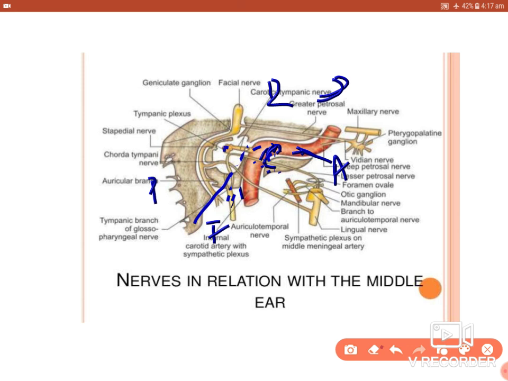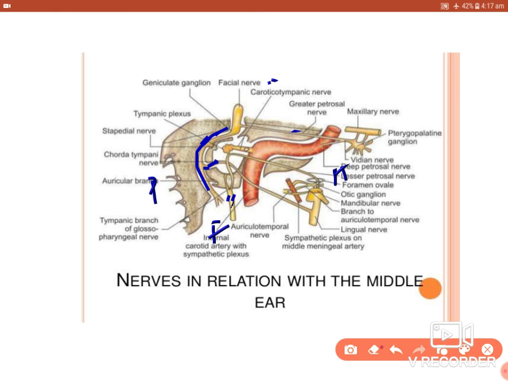From there, the lesser petrosal nerve is coming. See this lesser petrosal nerve. See the facial nerve is there, and from there there is a branch, the greater petrosal nerve. So the greater petrosal and lesser petrosal nerves relate to the roof of the tympanic cavity. Then the posterior wall relates to the facial nerve. See, it provides a branch here, the chorda tympani nerve, which relates to the lateral wall.